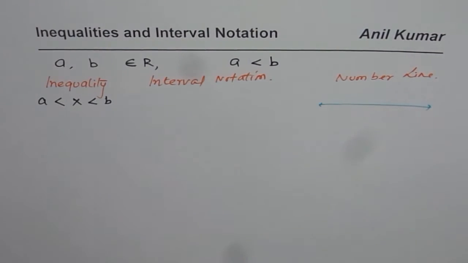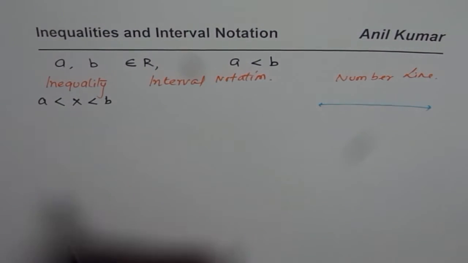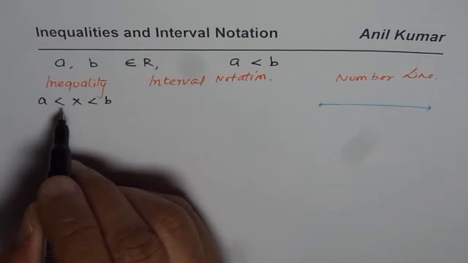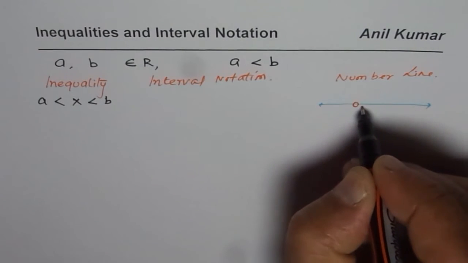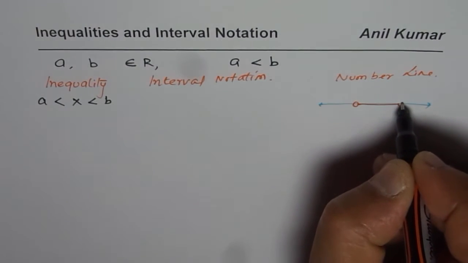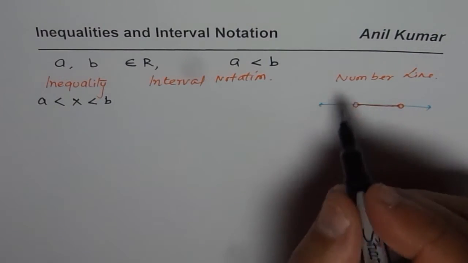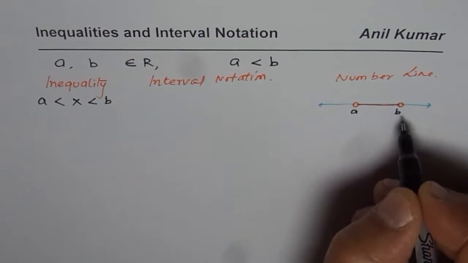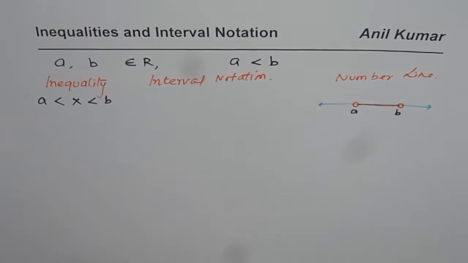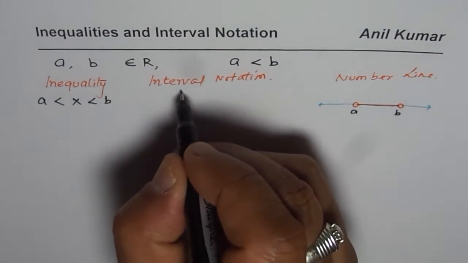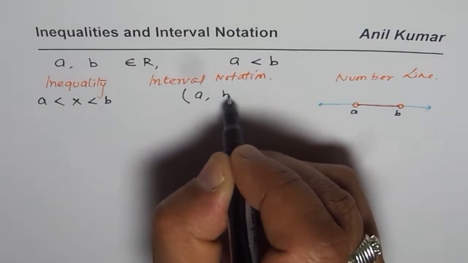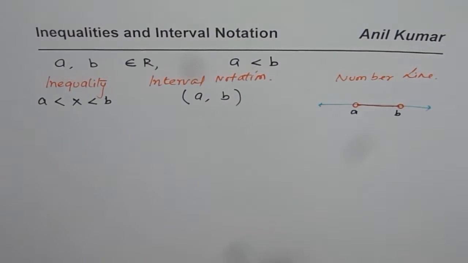That really means that on a number line we have all the values between a and b. That means a and b are not included. So all these values in between. So that is the kind of interval which we need to describe in interval notation. So this is written as a to b with open brackets. That means a and b are not included.